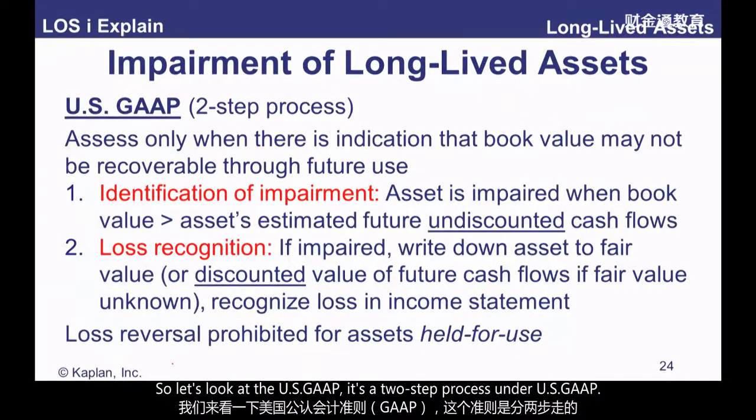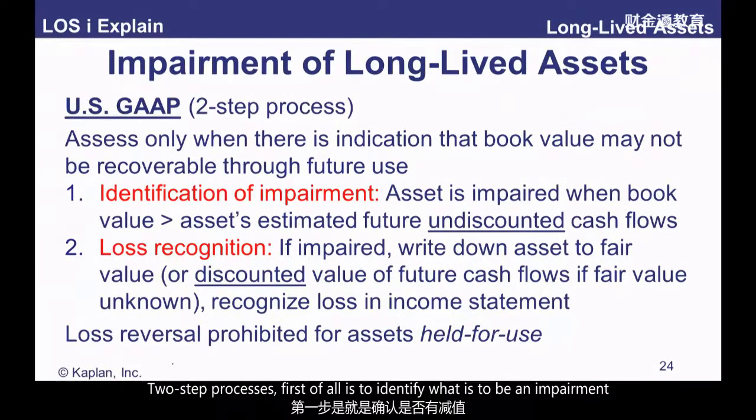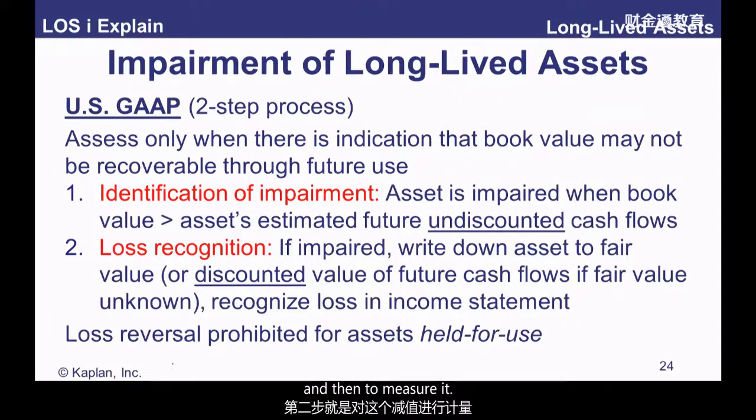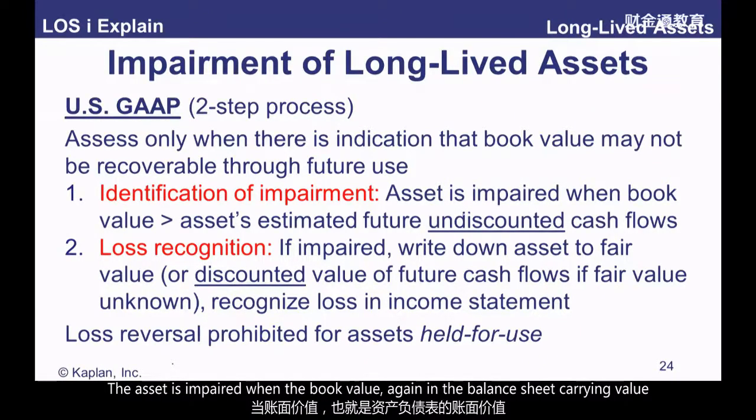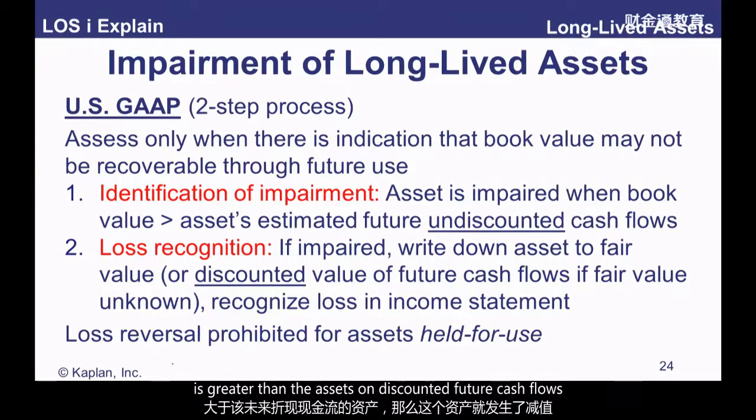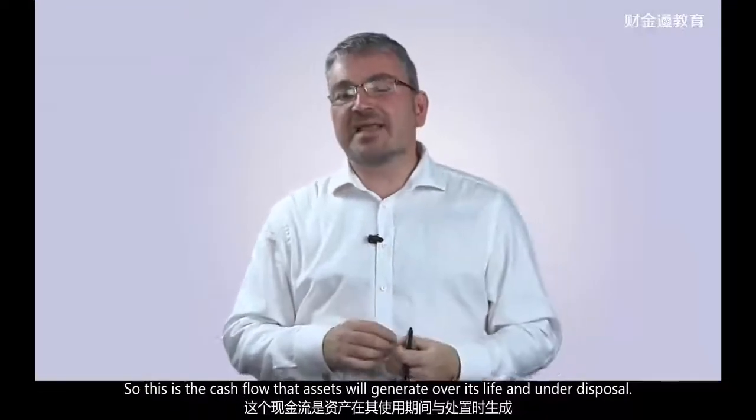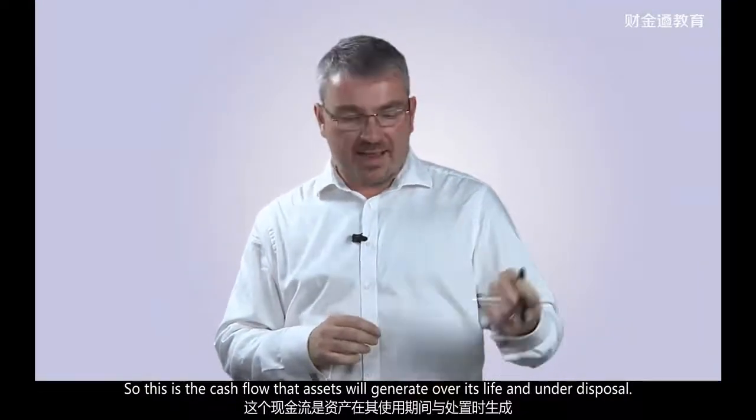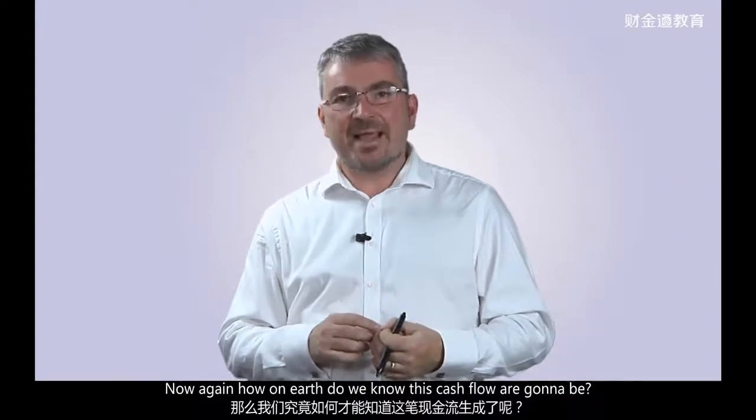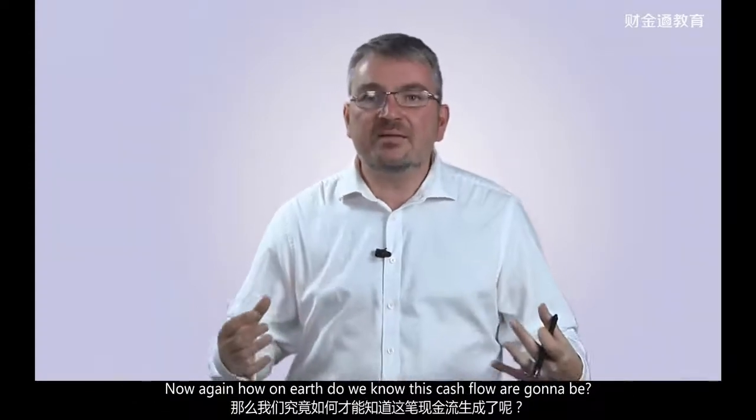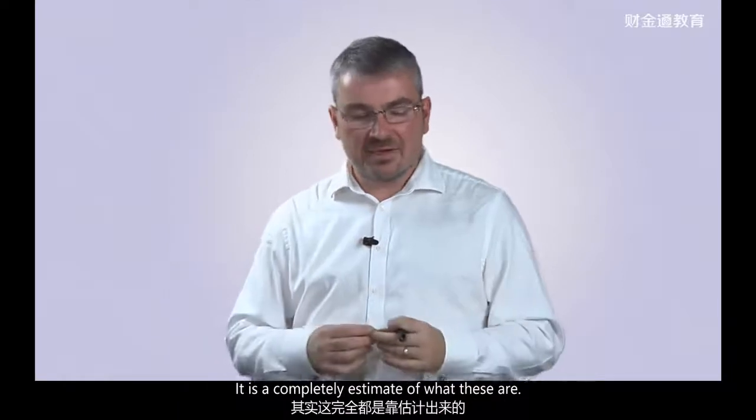It's a two-step process under US GAAP: first of all to identify whether there's been an impairment and then to measure it. So let's have a look at identification. The asset is impaired when the book value, again balance sheet carrying value, is greater than the asset's undiscounted future cash flows. So this is the cash flows that the asset will generate over its life and on disposal. Now again, how on earth do we know what these cash flows are going to be? It's a complete estimate.